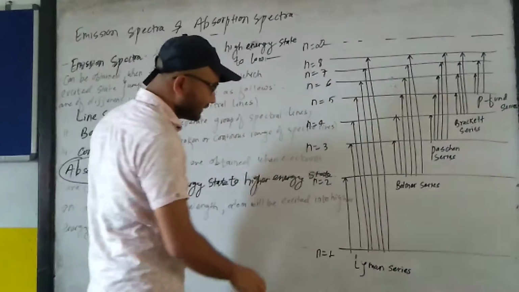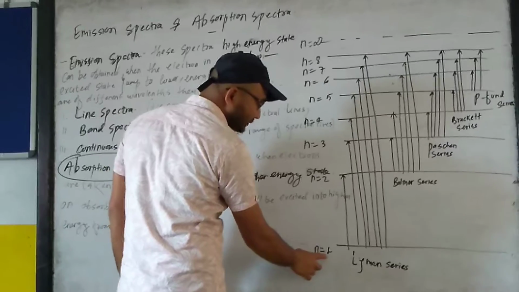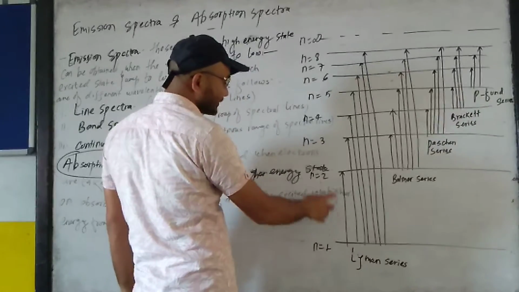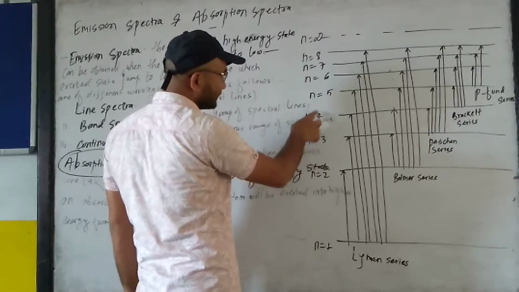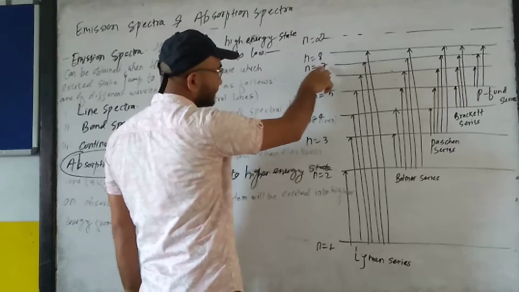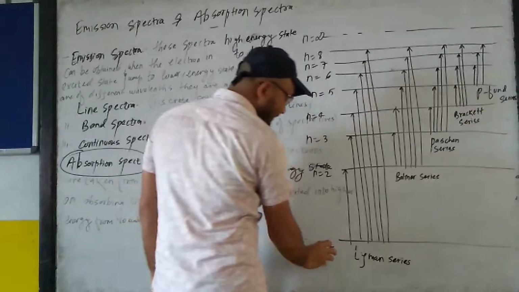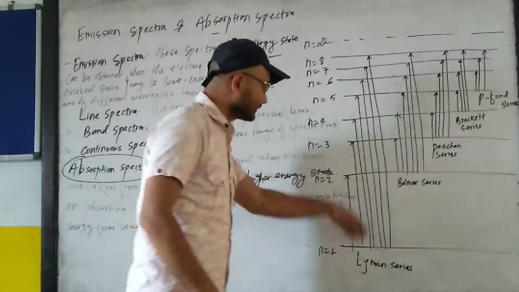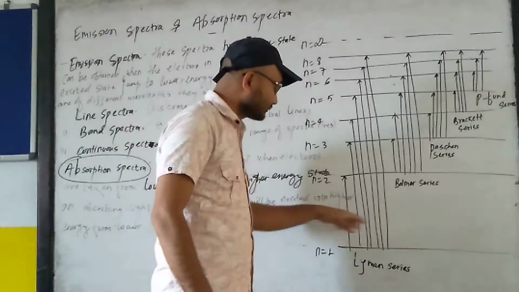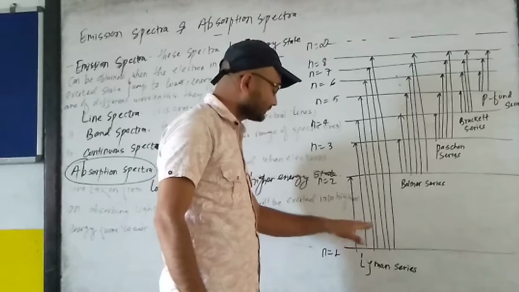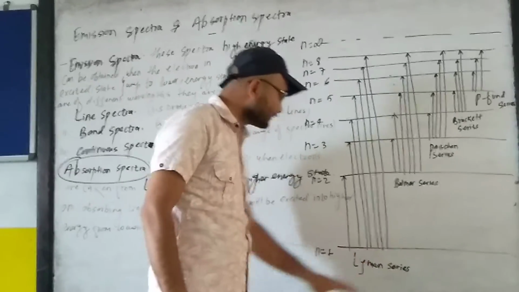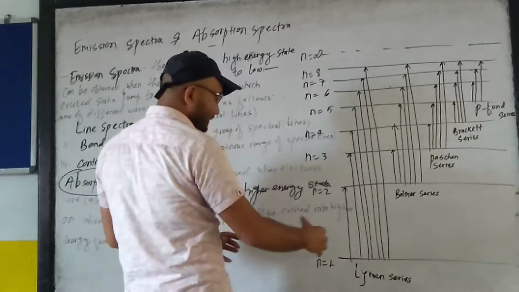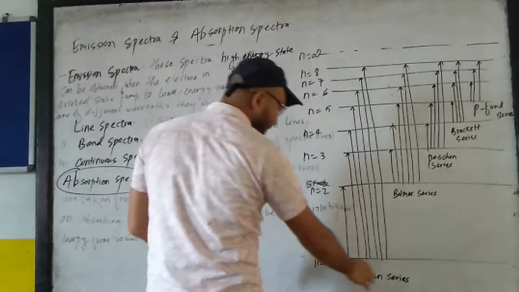You can see in the figure here, n equal to 1 is the lower energy state, and the electron jumps from this lower energy state to n equal to 2, n equal to 3, n equal to 4, n equal to 5, n equal to 6, n equal to 7, n equal to 8. In this way, while the electron jumps from n equal to 1 to any higher energy state, there is formation of spectra. This series of spectra we call the Lyman series. Lyman series means n equal to 1 to any higher state. If these spectra are seen, then we can say they are the Lyman series.